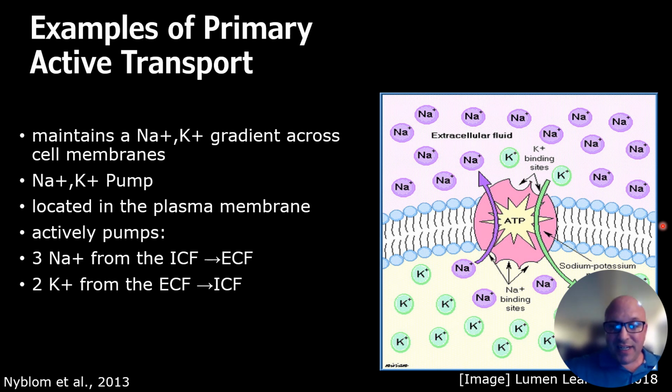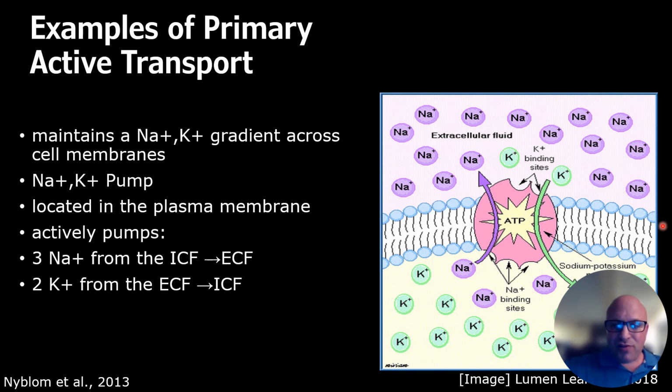Simultaneously, high affinity potassium binding sites appear on the cell surface. Extracellular potassium then binds to these sites and stimulates the hydrolysis of the phosphate group bound to the pump, inducing a second conformational change. This change exposes the potassium binding sites to the cytosol and lowers their binding affinity, so potassium is released inside the cell.